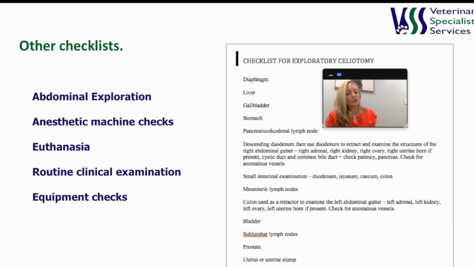You can use all sorts of different checklists. There are checklists for abdominal explorations to remind you on what checks you need to do and what samples to take. There are equipment checklists. I've always thought that a euthanasia checklist would be a good one, just to give you peace of mind when you're doing your euthanasias. And again, we're more than happy to send you this checklist for exploratory celiotomy, which is up there on the screen.